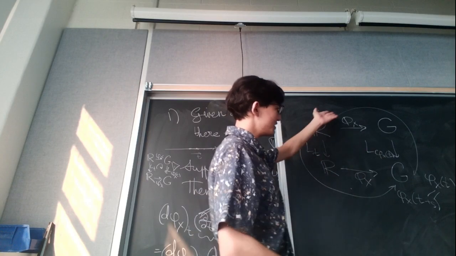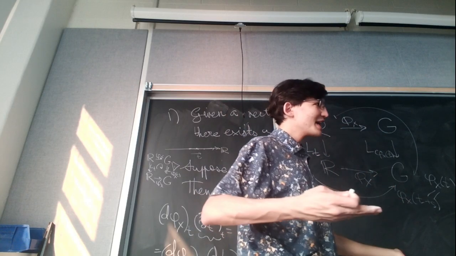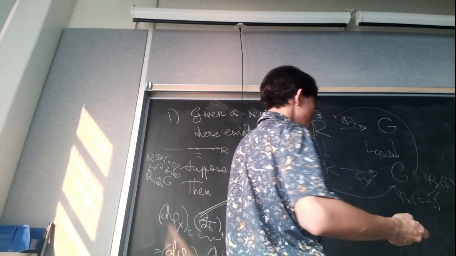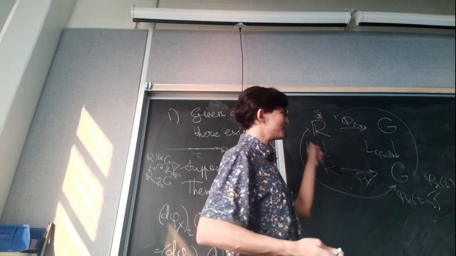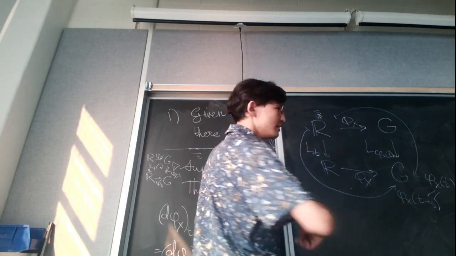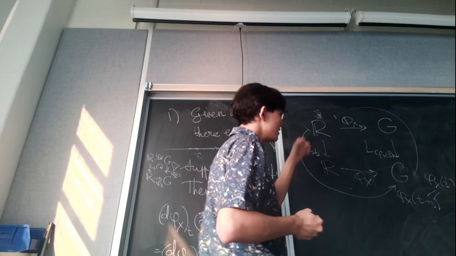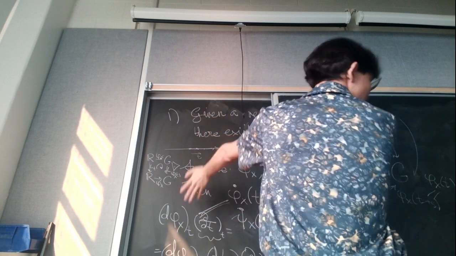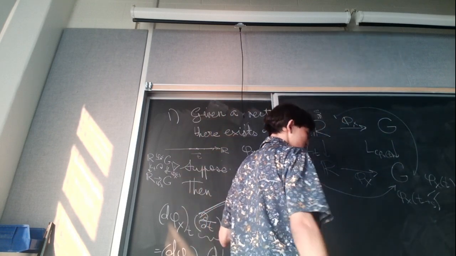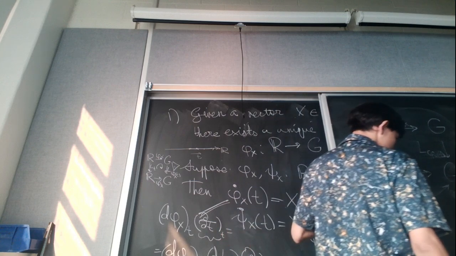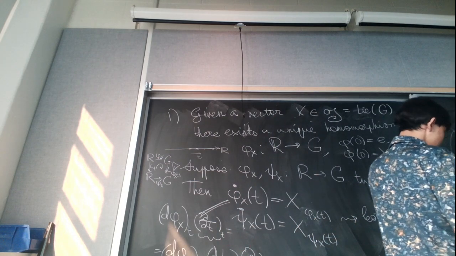So in fact, we can package the condition that the map is a homomorphism into this commutative diagram, then take the differential of everything, and then use that to prove the differential equation holds. Right.